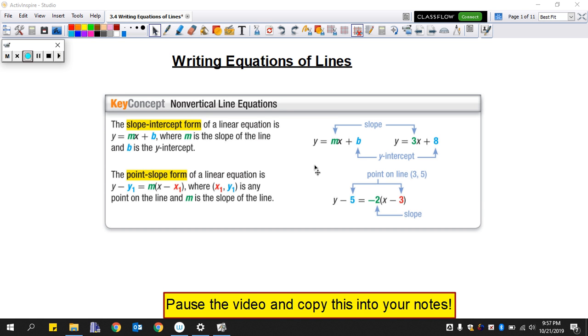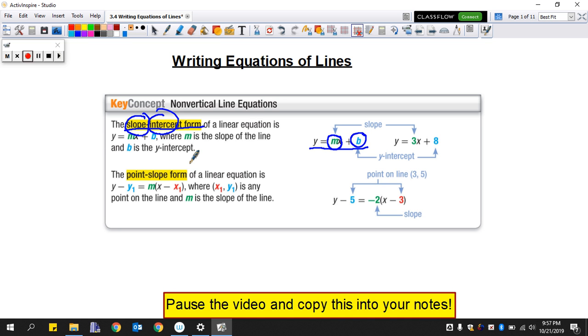Now, if we're given a slope and a y-intercept, we're going to use the slope-intercept form. Obviously, you have the slope and you have an intercept, so that's why you use the slope-intercept form. And that form is y equals mx plus b, where m is your slope that you're given, and b is your y-intercept.